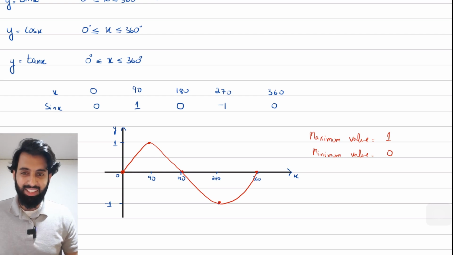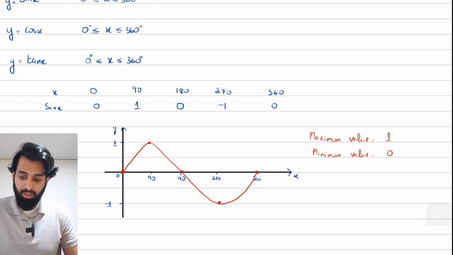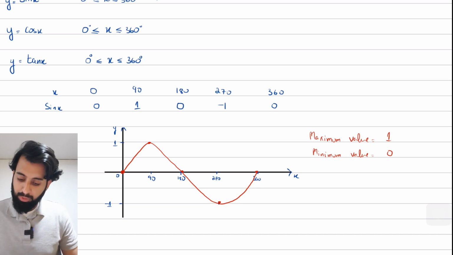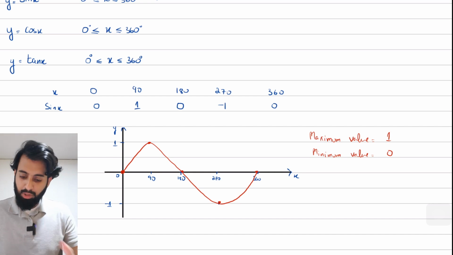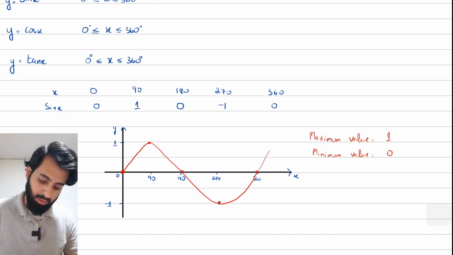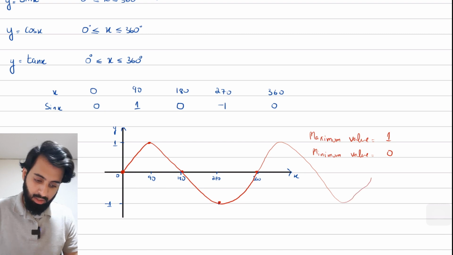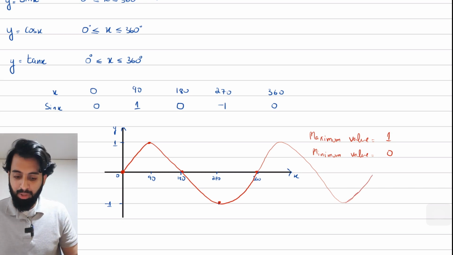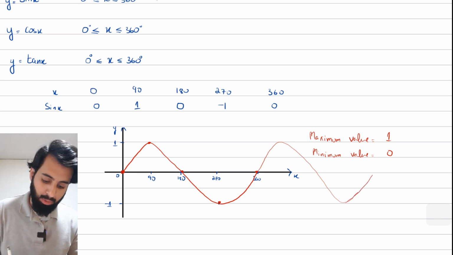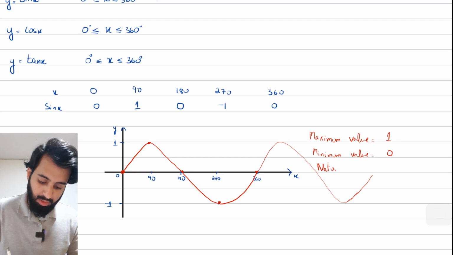And there's something else that is called the natural period. That basically means the number of degrees after which one cycle ends. What do I mean by that? If you were to plot this graph further, you would notice that you will get the exact same shape over and over again. So one cycle completes after every 360 degrees. So we're going to conclude that the natural period of sine x is equal to 360 degrees.